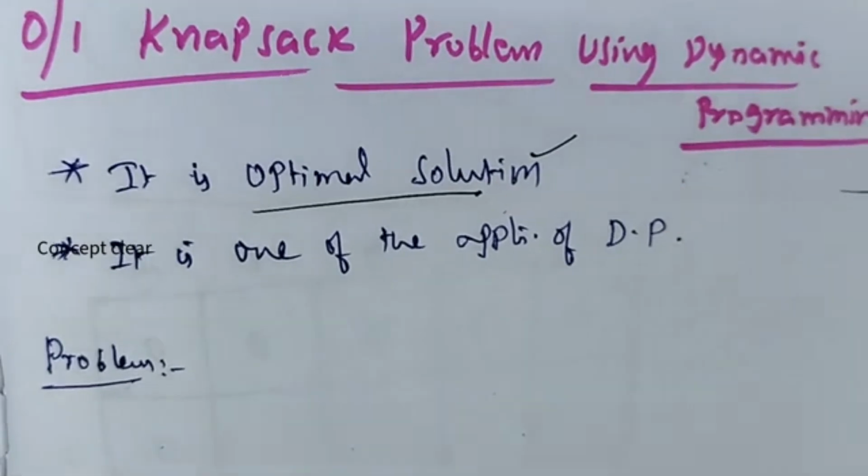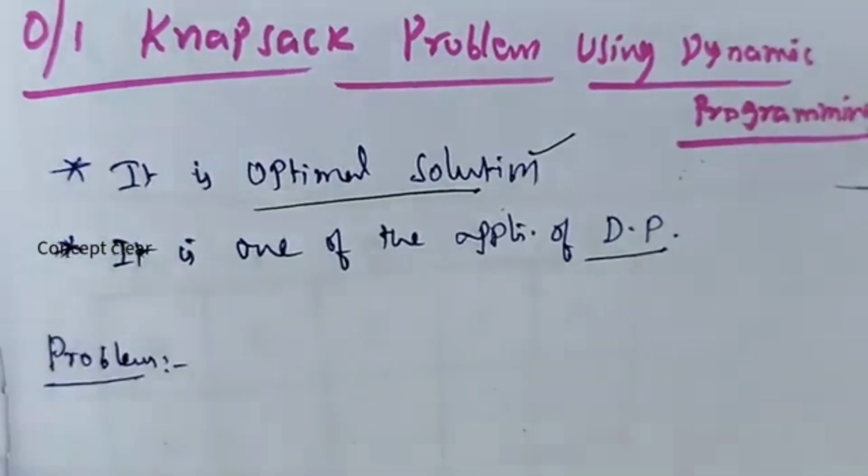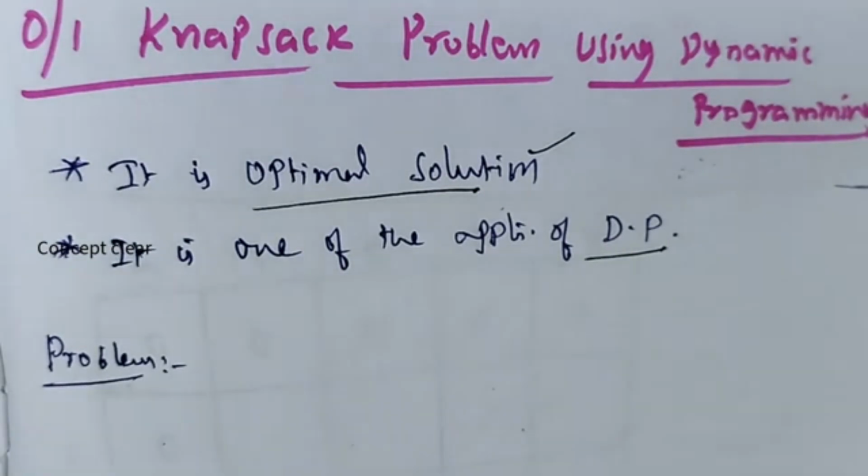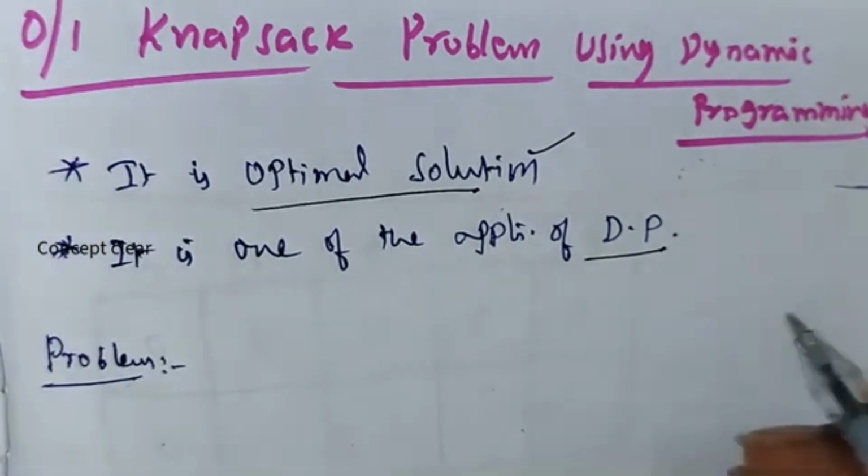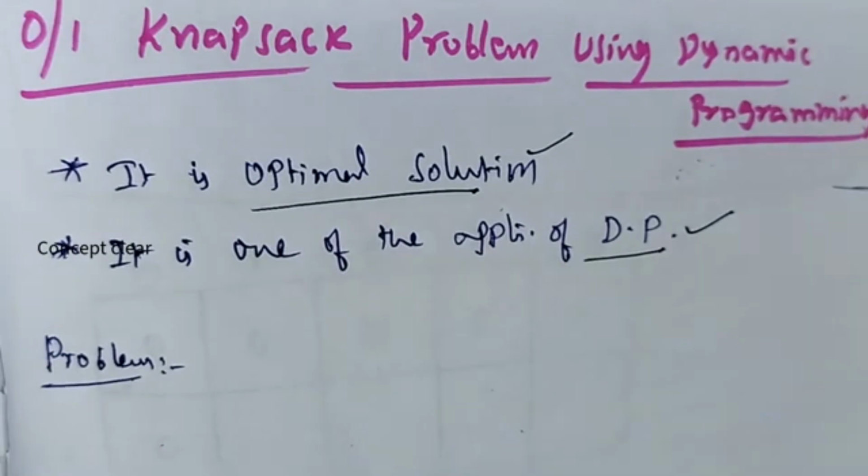Next, it is one of the applications of dynamic programming. In the last class we saw what dynamic programming is and what its applications are. The 0/1 knapsack is also one of the dynamic programming applications. First of all, what is the meaning of dynamic programming? Dynamic programming is nothing but a problem divided into multiple subproblems, and each subproblem gets a solution, and the subproblem solutions are stored in a memory location for future reference. This concept is called dynamic programming.